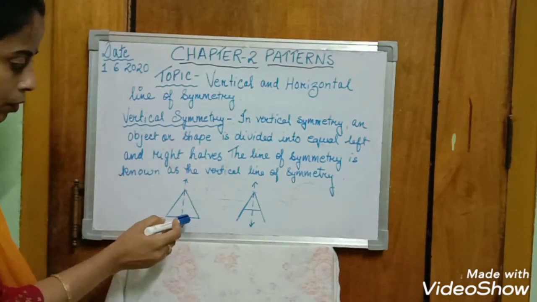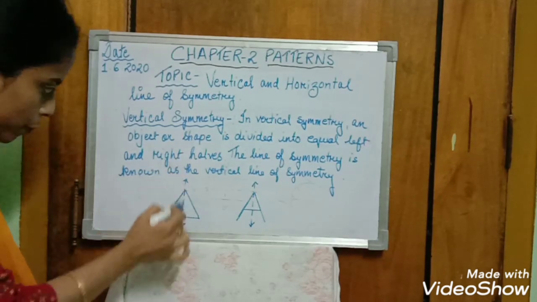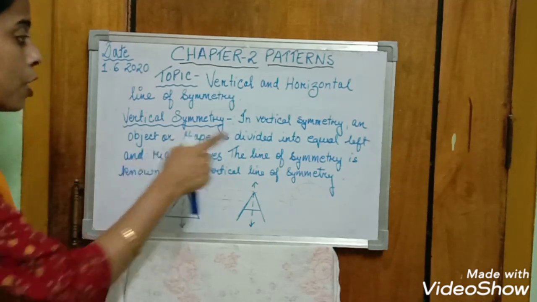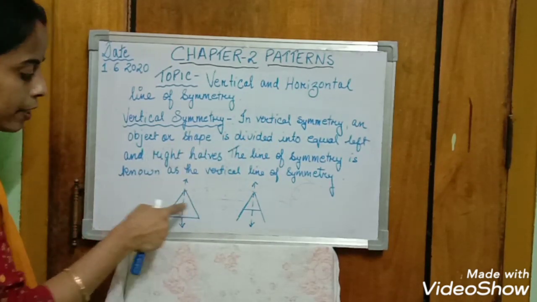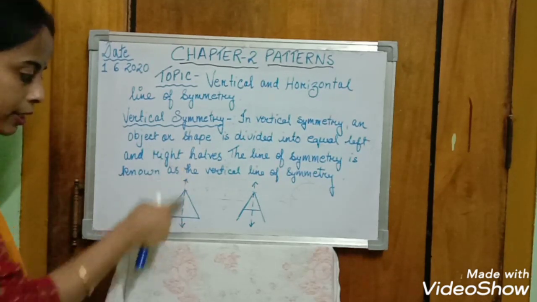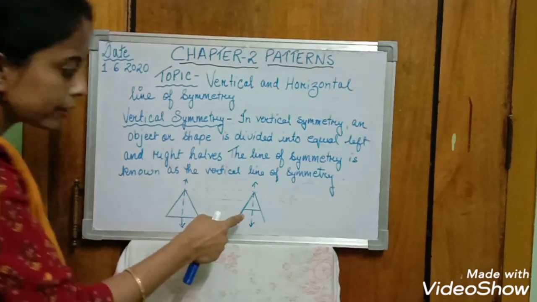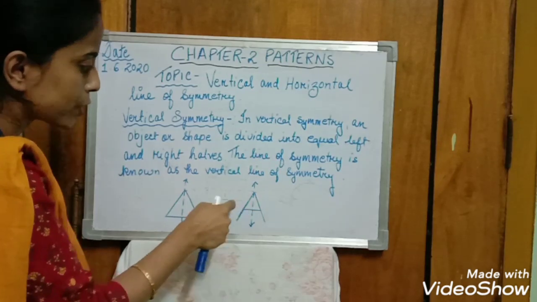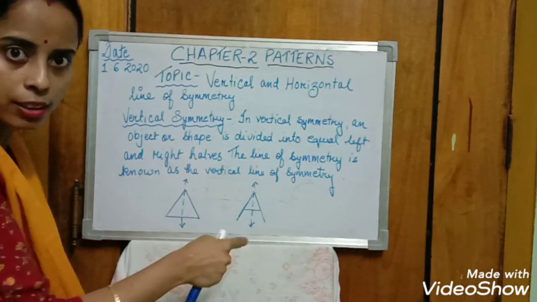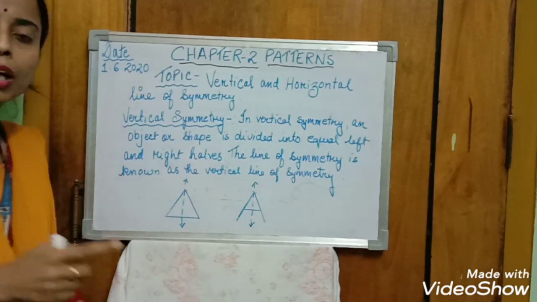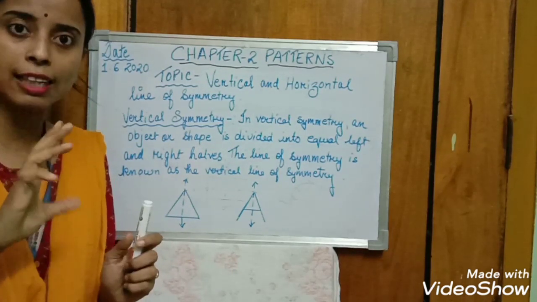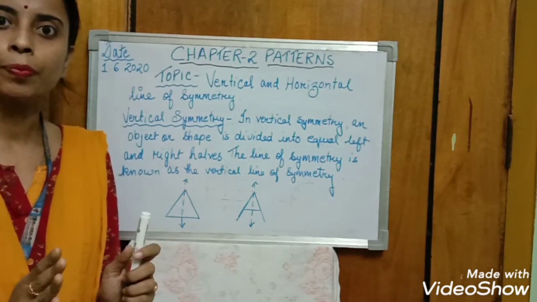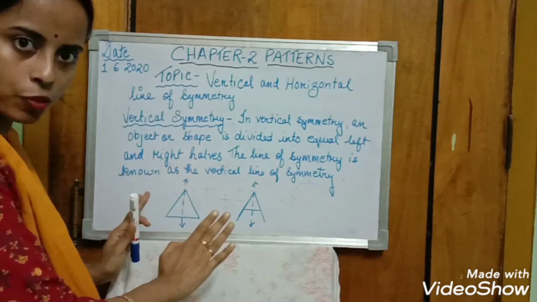So look at this triangle. This line of symmetry we call the vertical line of symmetry, that divides it equally into left and right halves. Look at the letter A. The line of symmetry that divides it equally into right and left halves is called the vertical line of symmetry. You can take an example of a drinking water glass, where we can draw the vertical line of symmetry. So you understood vertical line of symmetry.